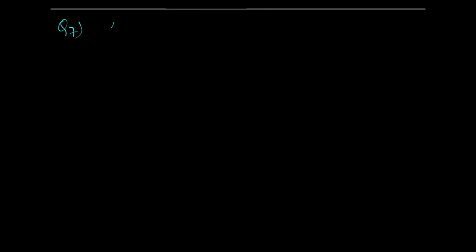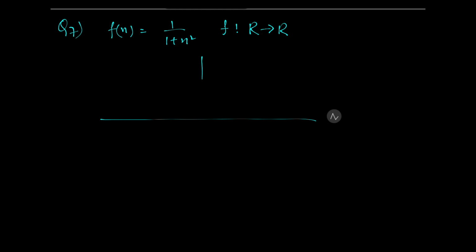Question number 7 is given as f of x equal to 1 divided by 1 plus x square. The function f is defined from R to R. Means the domain values are all real numbers and codomain values are also all real numbers. Domain in the sense the x values belong to all the real numbers, and codomain values also belong to the real numbers.